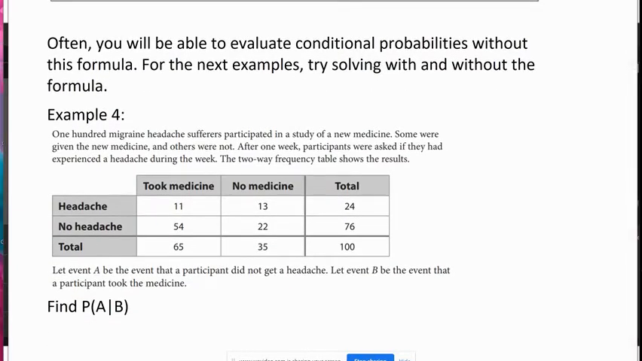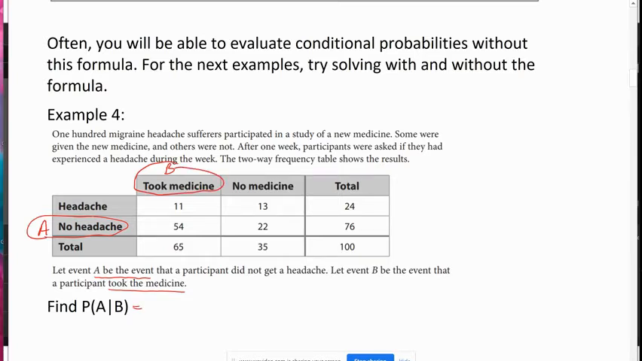Okay, so let's look at example 4. This table gives us data on how many people got headaches after taking a certain medicine versus how many got headaches if they didn't take the medicine. And so we want to find the probability of A given B. So it says here that A is the event that the participant did not get a headache. So A is going to be no headache. And event B is the event that the participant took the medicine. So took the medicine is event B. Okay, and we're trying to calculate A given B.